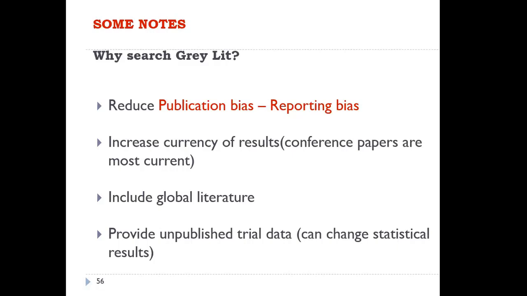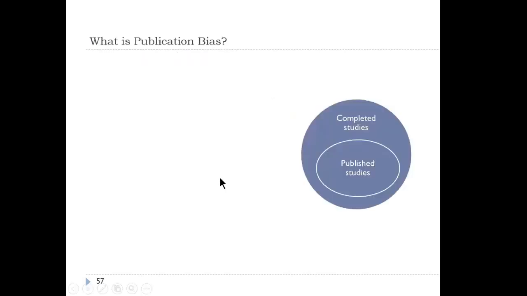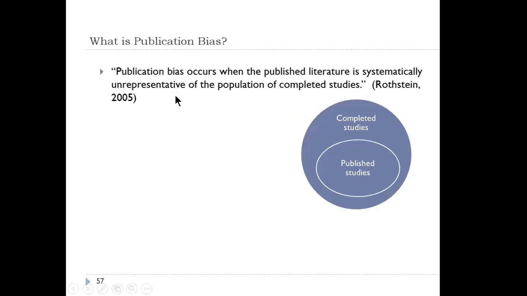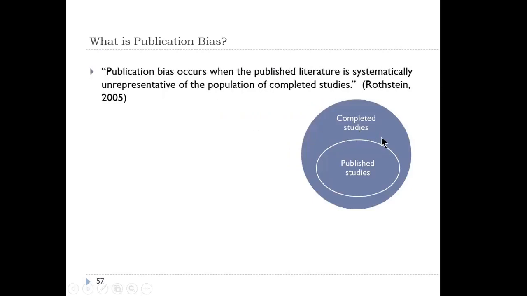Okay, so that is why you need to do gray literature use. Right, what is publication bias? That means not all the completed studies are published. That means there are a lot of completed studies which are not published.